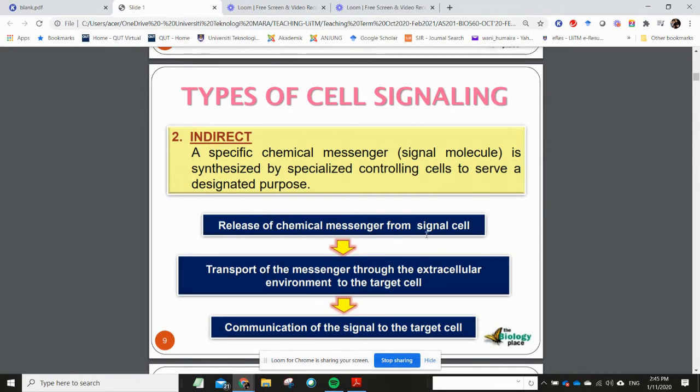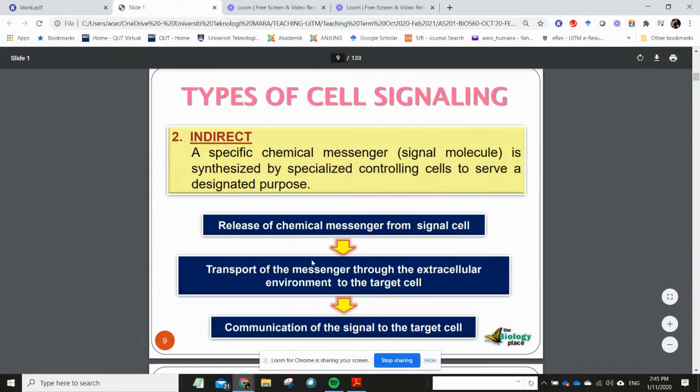Release of chemical messenger from signal cells. So signal cells will release chemical messenger. That chemical messenger will travel through the extracellular environment to the target cell, cell number 2. When it arrives at cell number 2, it will cause the response. So that is the communication between the signal and the target cells.